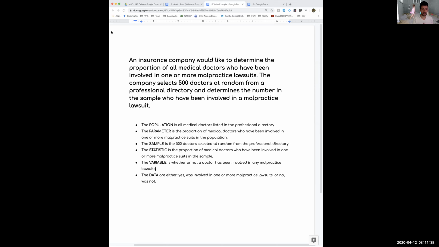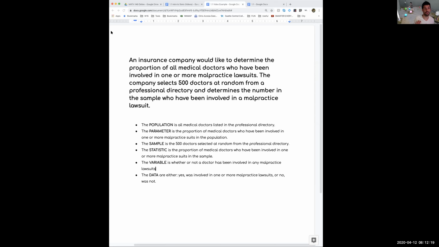malpractice suits. That is difficult information to come by. There are a lot of doctors. Records are kept in different ways in different hospitals, in different states, in different cities, and so on and so forth. So it's often very difficult to actually get at that information. So instead, what they've done here is conducted a sample. They've done sampling, right? So the sample in this case is the 500 doctors that they went and spoke with, right? So they said that they selected 500 doctors at random from the professional directory. So those 500 doctors are their sample. That's the group they actually go and talk to.